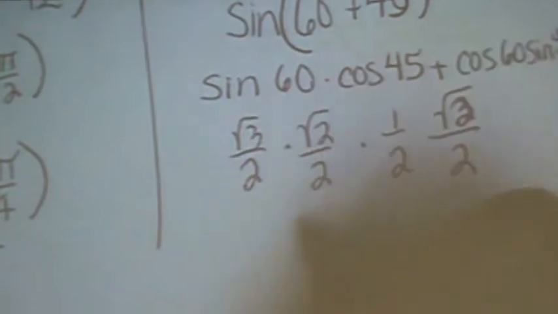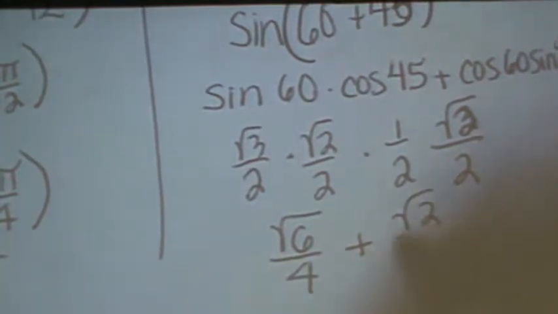So this would be root 6 over 4, sorry, plus root 2 over 4, which you get root 6 plus root 2 over 4 when you simplify.